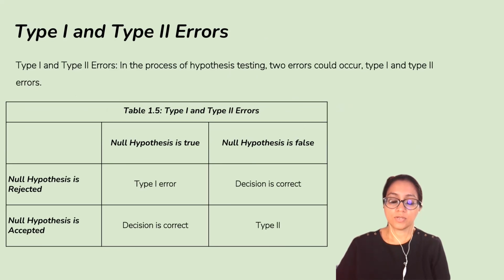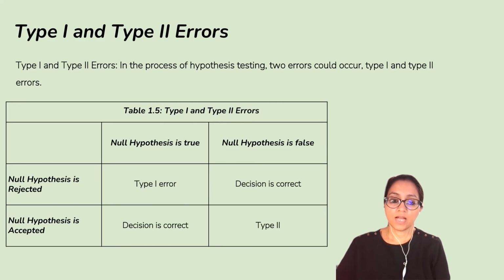Okay, now there are two scenarios. Either null hypothesis is true or null hypothesis is false. Now suppose the null hypothesis is true and you reject the null hypothesis, then you are committing type 1 error. And if the null hypothesis is false and you are rejecting the null hypothesis, then the decision is correct and you are not committing any error.